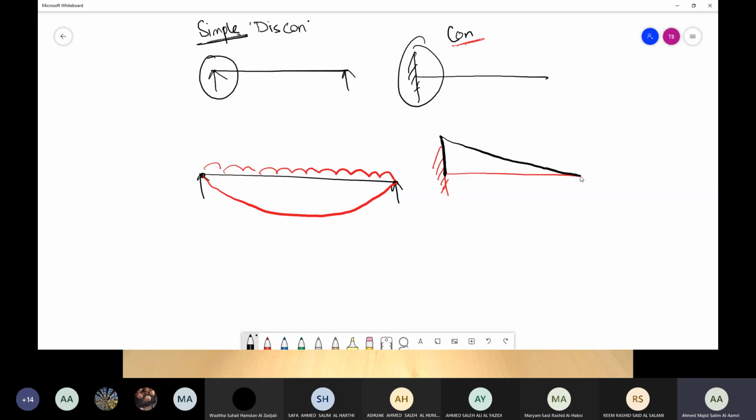Do you agree with these basic bending moment diagrams? Yes. Okay. Now, what I understood is that if we have a simple support, the bending moment is equal to 0 at the support.